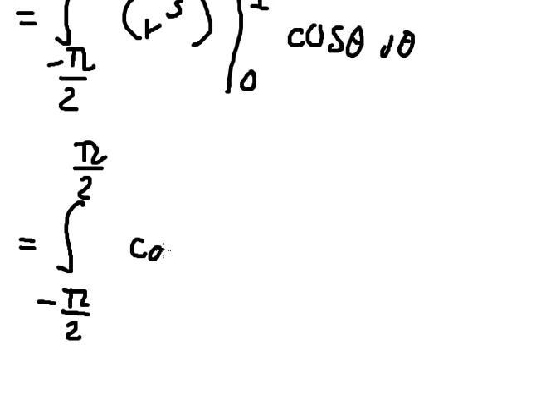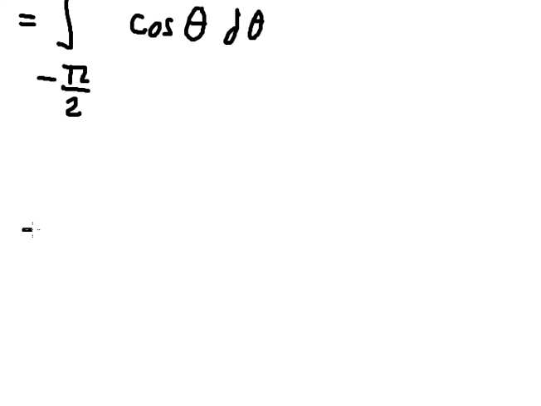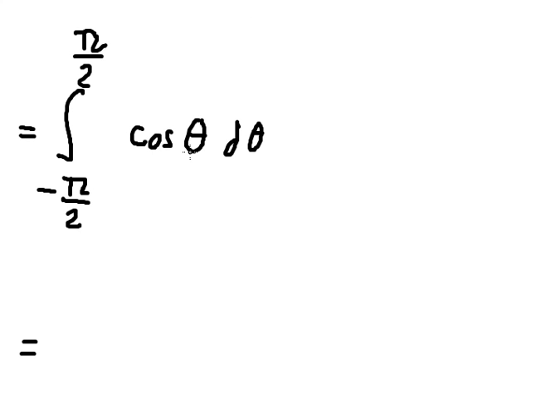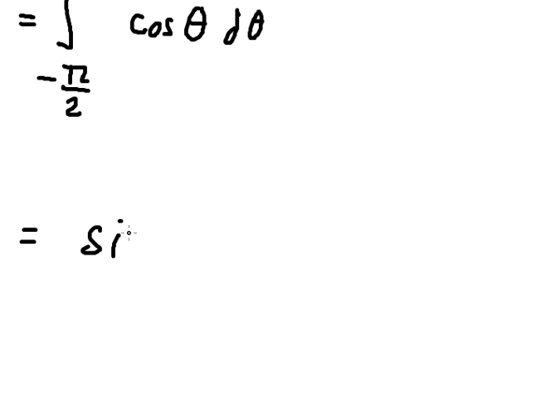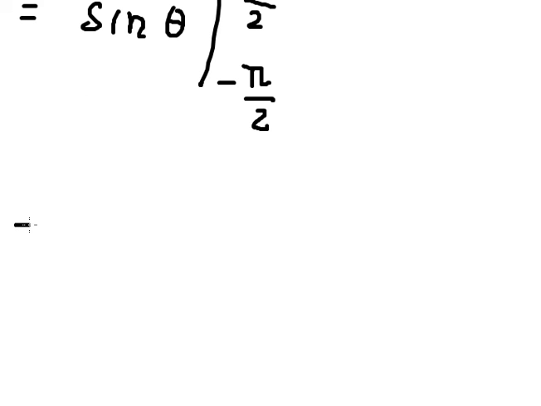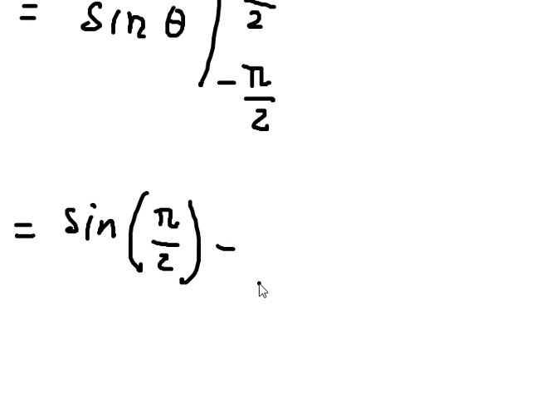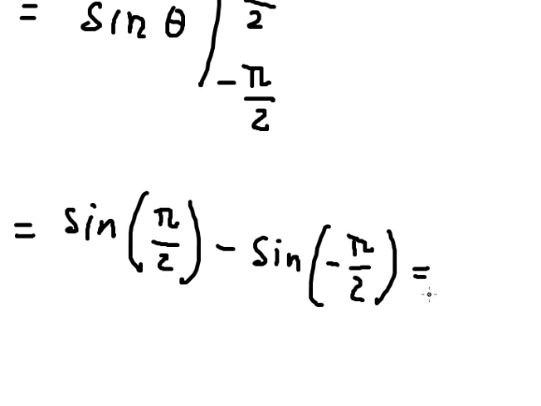So I'll just write cosine theta. The integration of cosine theta, we have sine theta. And we put the bounds from negative pi over 2 to positive pi over 2. And we have number 2.